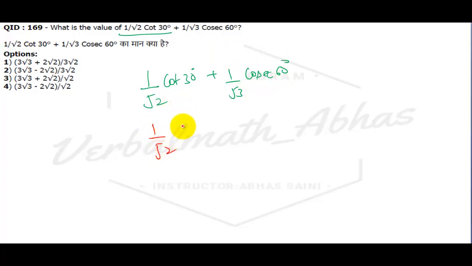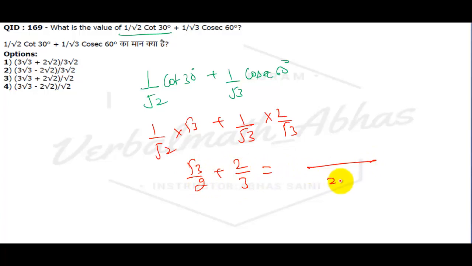Now next question. The next question is from trigonometry. Simple question, if you know the values of 30, 60, 90 and the trigonometric functions. Let me write: 1 upon root 2 cot 30 plus 1 upon root 3 cosec 60. The value of cot 30 is root 3 and the value of cosec 60 is 2 upon root 3.